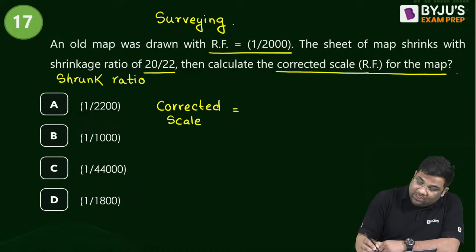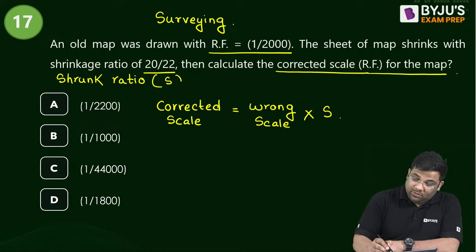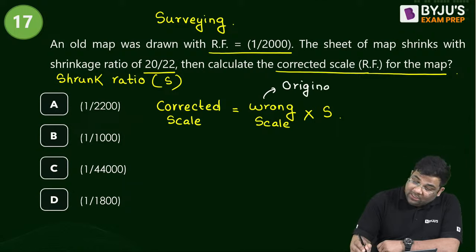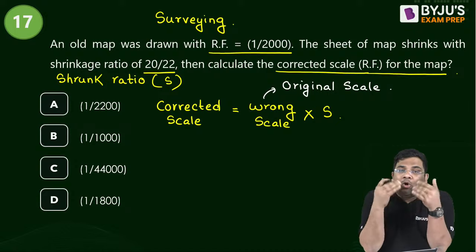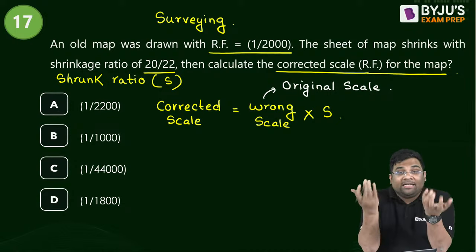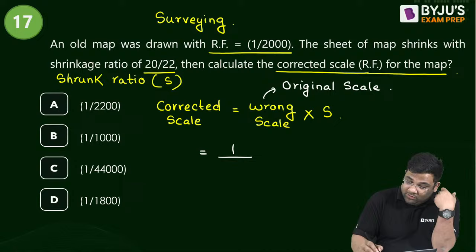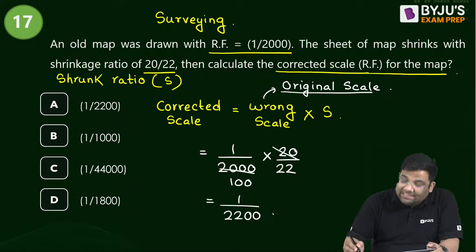The formula is: the corrected scale is equal to the wrong scale into the shrunk ratio or shrinkage ratio. Now, here, the wrong scale is the original scale, because when the map has shrunk, the original will become wrong. So now I have to find out the corrected scale. The corrected scale will be equal to the wrong scale, which was 1 by 2000, into shrunk ratio, given as 20 by 22. So this will become 1 by 2200.